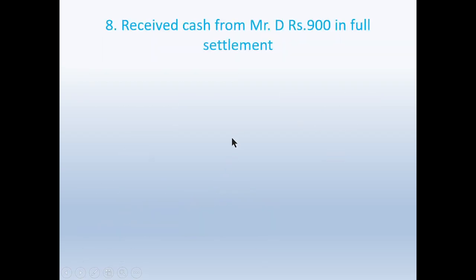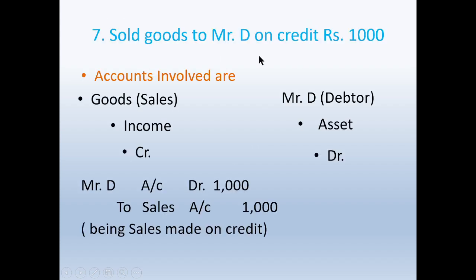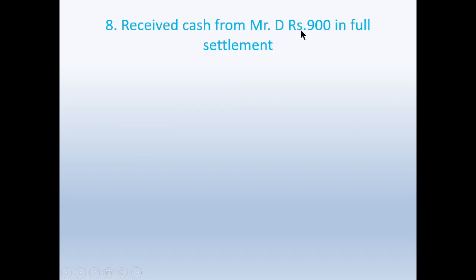Next example is received cash from Mr. D rupees 900 in full settlement. Means in the previous transaction the sales was for 1,000, but in this transaction Mr. D paid 900 rupees to the business, as full settlement. Full settlement means 100 rupees he is not going to pay. So 100 rupees is lost to the business. It's like a discount allowed by the business.